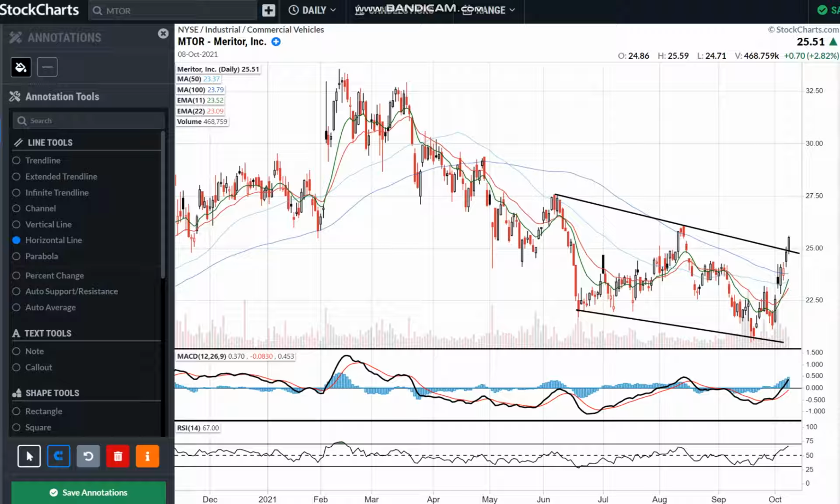Today I'll be talking about my trade setup this week and I'm looking to trade three stocks: MTOR, NIO and Alibaba. This video is for educational purposes only. Let's start with MTOR with the ticker symbol MTOR.